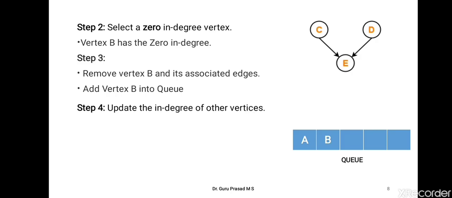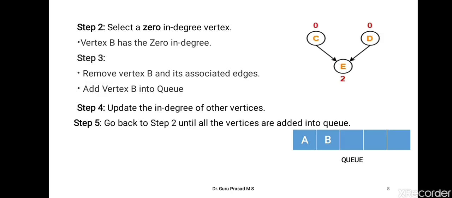Update the in degree of other vertices. Okay, now for the vertex C, there is no incoming edge, so the in degree is 0. For the vertex D, there is no incoming edge, so the vertex D in degree is 0. For the vertex E, there are 2 incoming edges, so the in degree of vertex E is 2. Go back to step 2 until all the vertices are added into the queue. Okay, right now only 2 vertices are added into the queue, so I am going back to step 2.